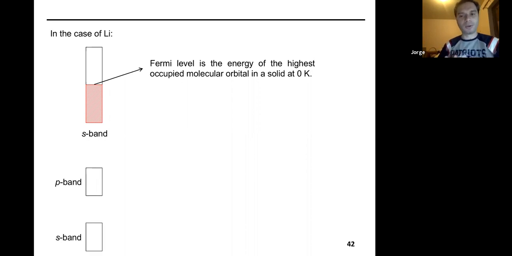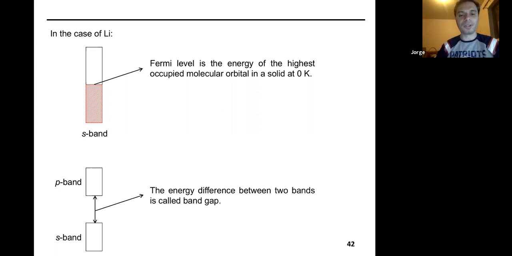The second concept that I would like to introduce you to is the energy between two different bands. So for example, here we have the S band with lower energy and the P band with higher energy. And there is a gap between the two bands. So the energy difference between two bands is called the band gap. Again, the energy difference between two bands is called the band gap.